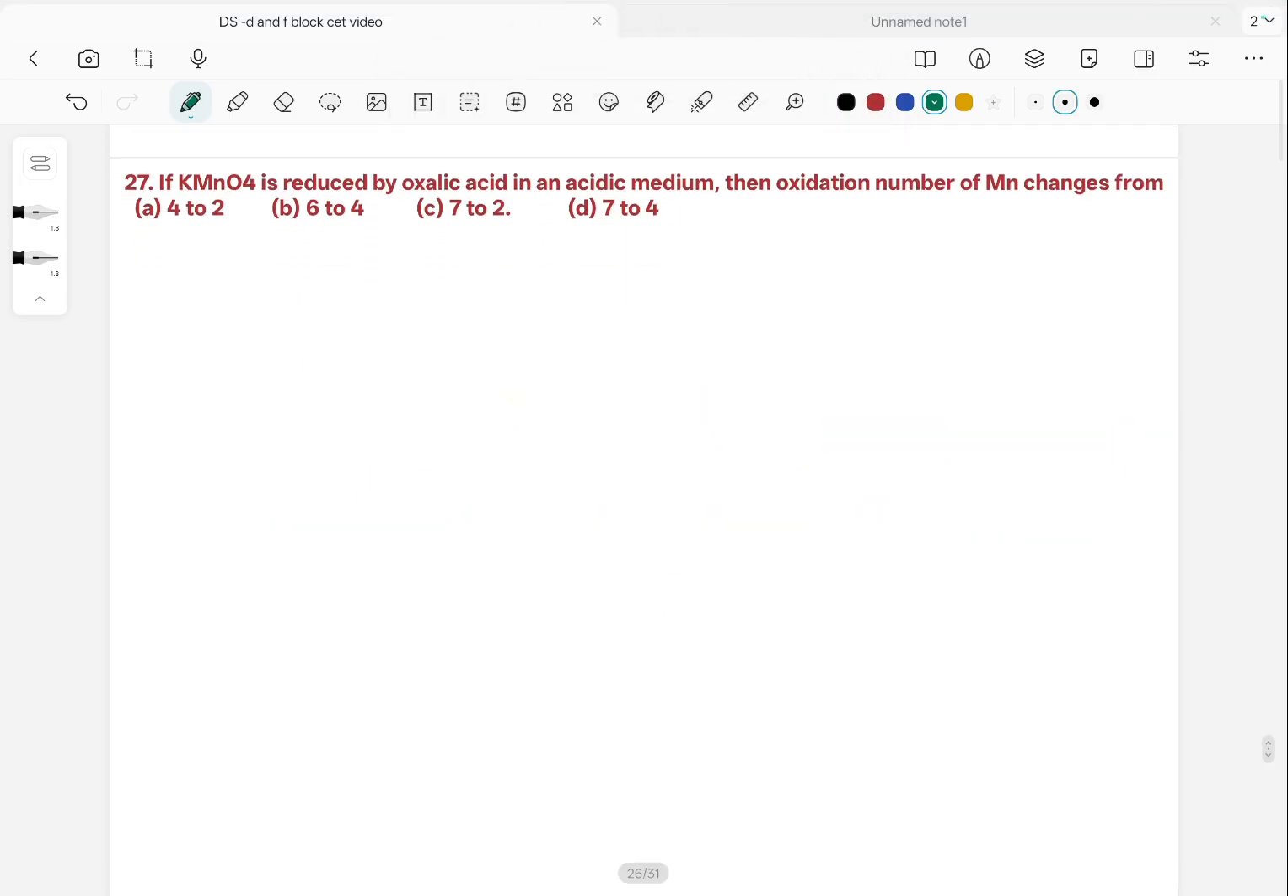The question is like this. If KMnO4 is reduced by oxalic acid in acid medium, then the oxidation number of manganese changes from what to what is the question. Potassium permanganate KMnO4, which has the permanganate ion, in the presence of acid medium gets reduced by oxalate ions into Mn2+ ions.